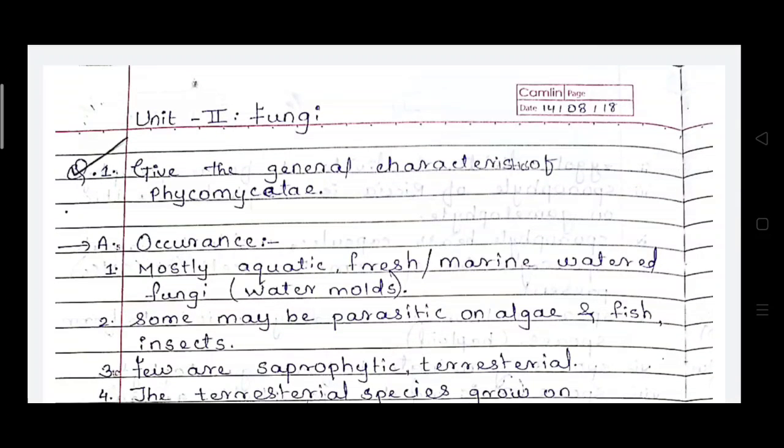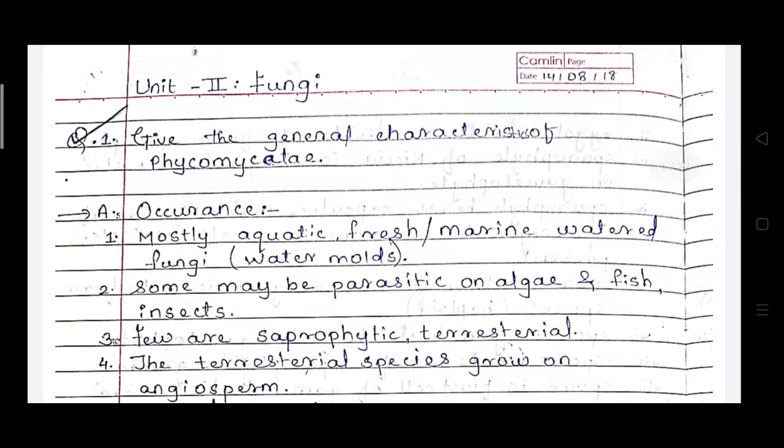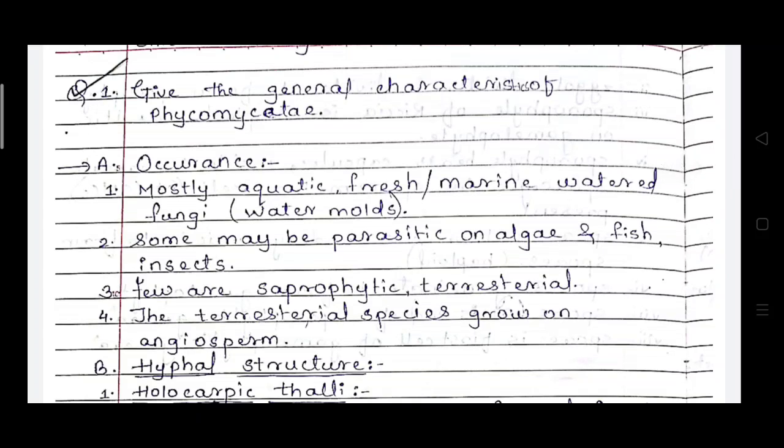Hello students, today we discuss the general characteristics of Phycomycetae, and this is question first in your unit second, that is on fungi. In your syllabus, the first point is the Phycomycetae. First of all, you have to see the general characters of this Phycomycetae.